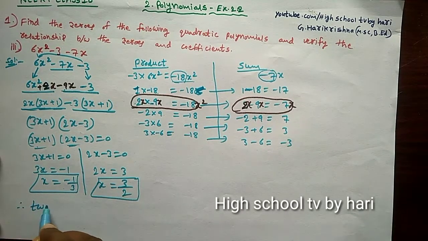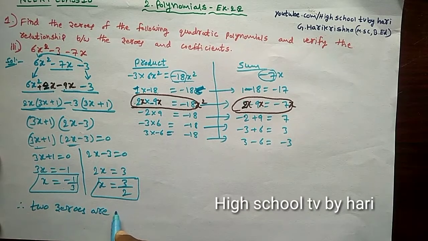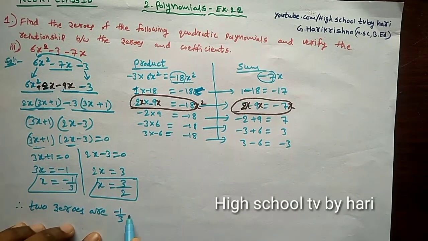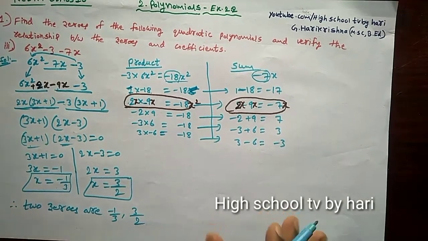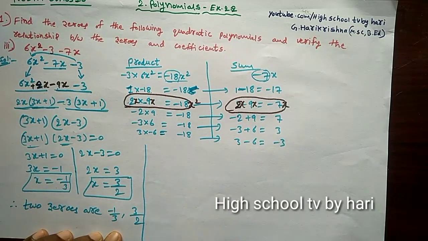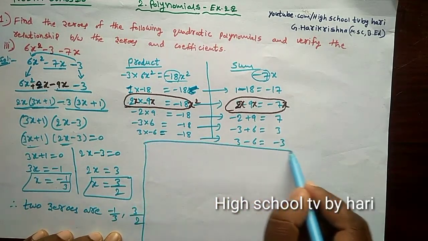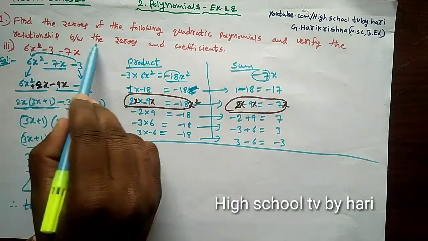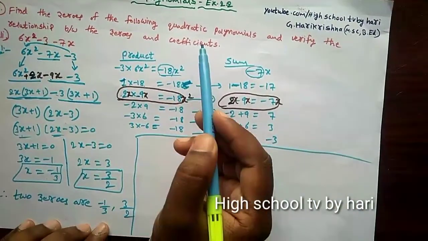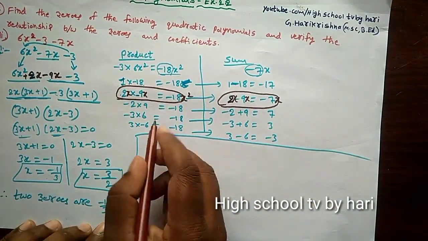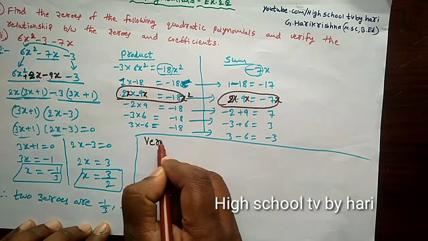Therefore, the 2 zeros are minus 1 by 3 comma plus 3 by 2. So these are the 2 zeros. Now we have to verify the relationship between the zeros and coefficients. It is a verification.